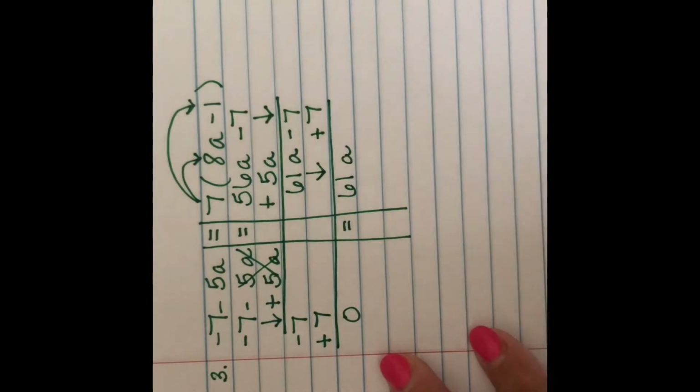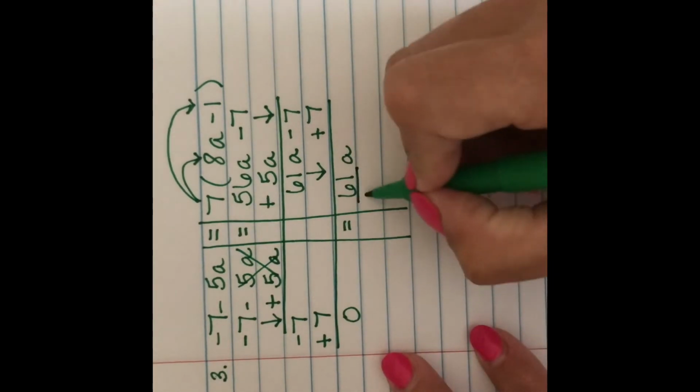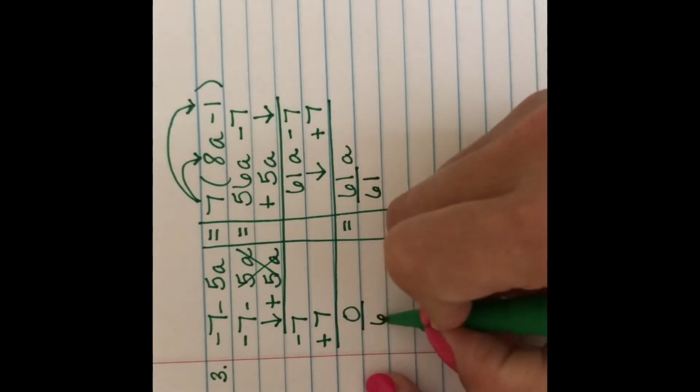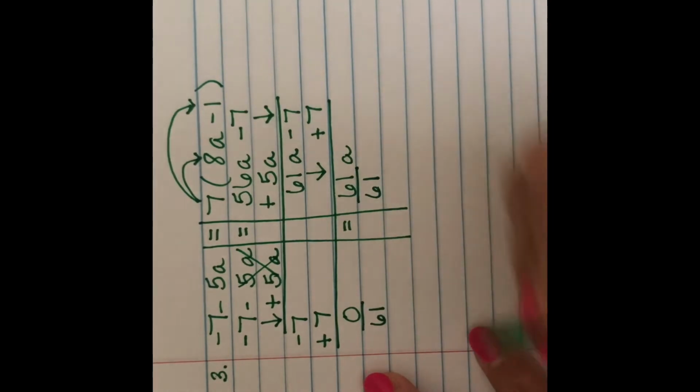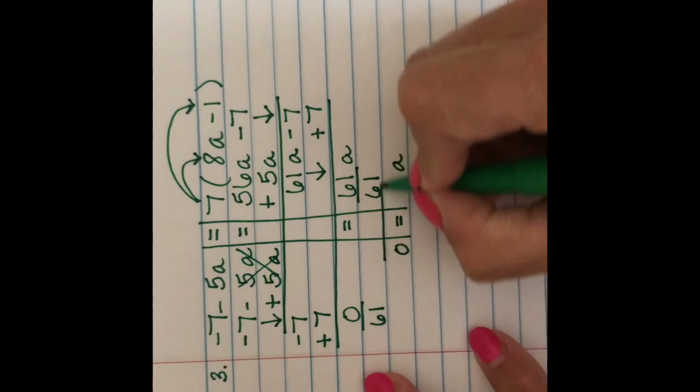So don't get this confused with when our variables make 0. When your constant makes 0, that's okay. I can still divide both sides by this coefficient, and 0 divided by 61 is 0. So 0 is equal to a.